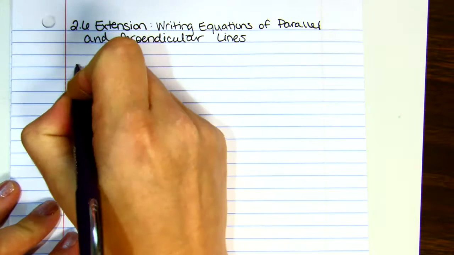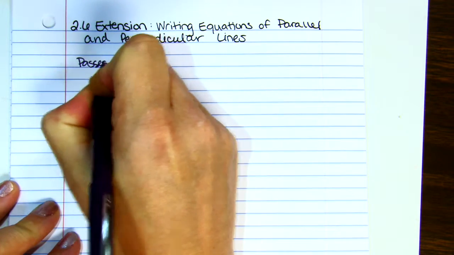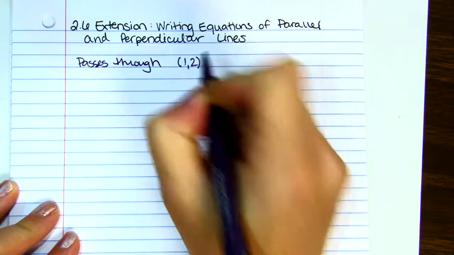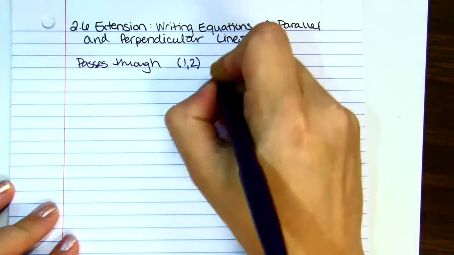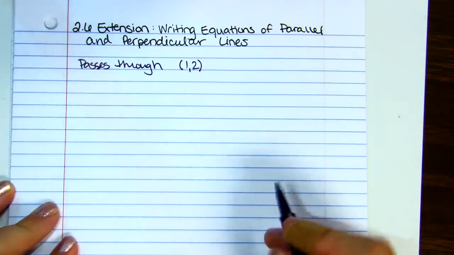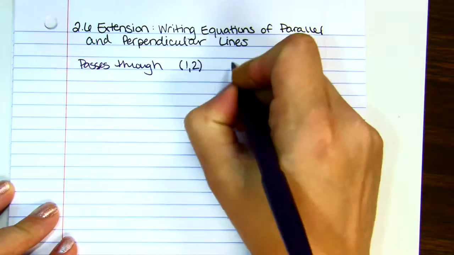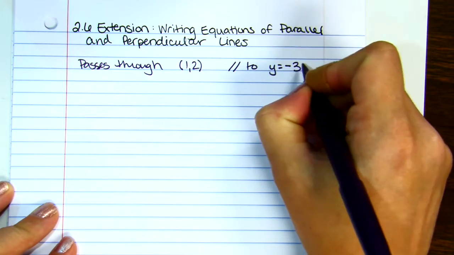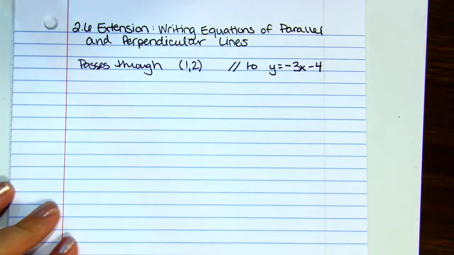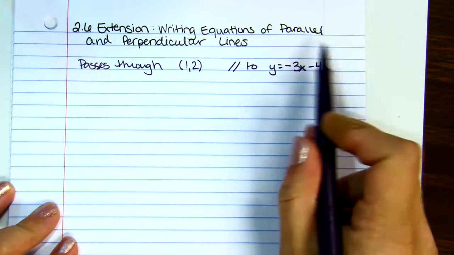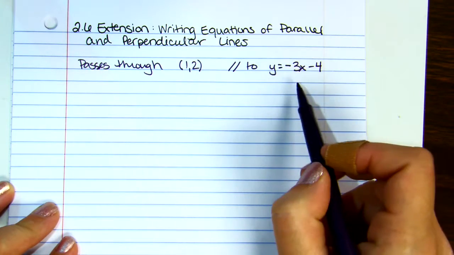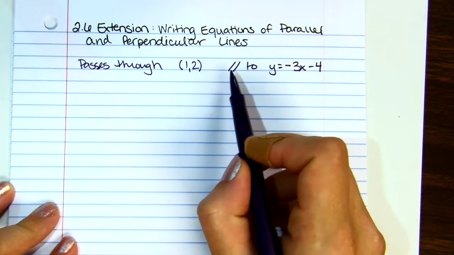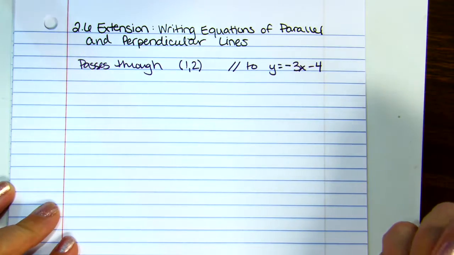So for example, write the equation of the line that passes through the point (1, 2) and is parallel to y equals negative 3x minus 4. So we're given this equation. We want to come up with a line that's parallel to this line, but it goes through the point (1, 2). And remember, those two lines just mean parallel, it's shorthand.